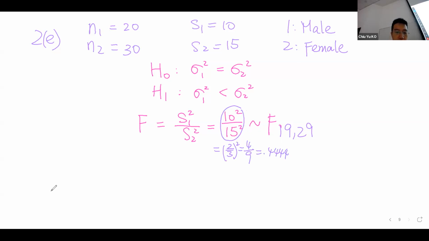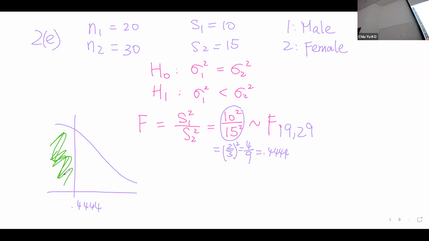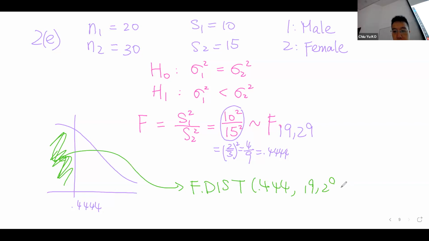So look at this, 0.44444. Because it's left tail, the p-value will be this number. If you use Excel, how to do that? It's very simple: F dist of 0.444, 19, 29, true. You compare this, then we're done. That's the p-value method, the first method you use.